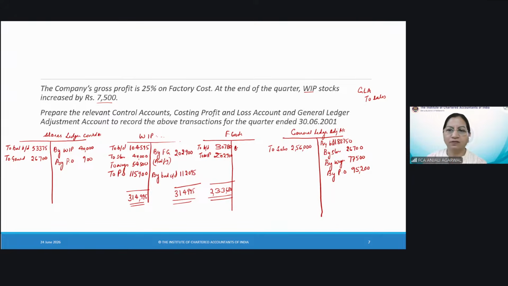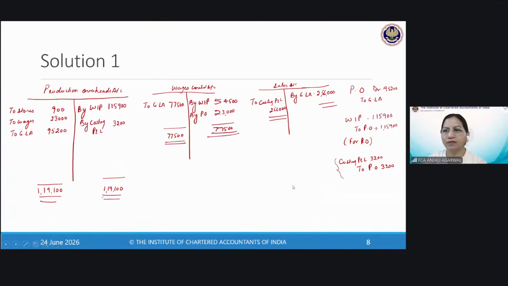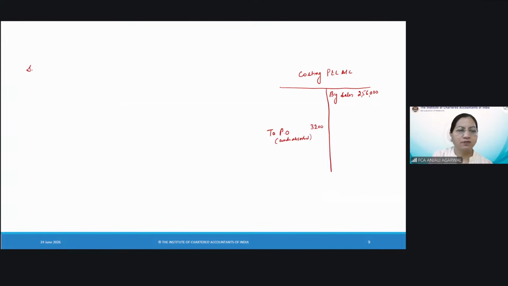Then some part of it has gone to costing P&L, or cost of sales, cost of goods sold, and some part of it has remained as balance carried down. But we don't know how much of 2,33,680 has been sold and how much is remaining. This we will get from the information that the company's gross profit is 25% on factory cost. So sales is given and profit percentage is given. Sales is 2,56,000 and profit is 25% on factory cost.